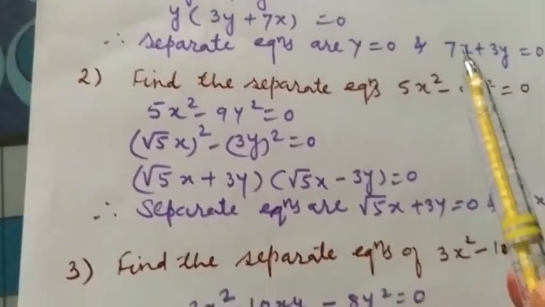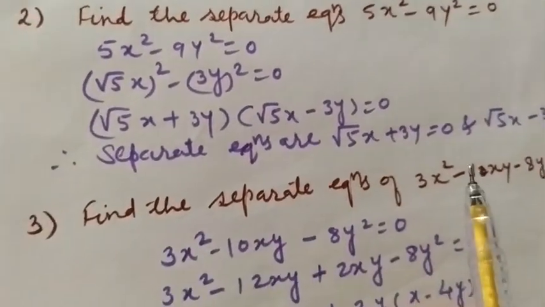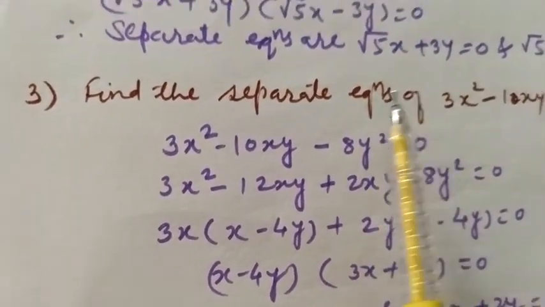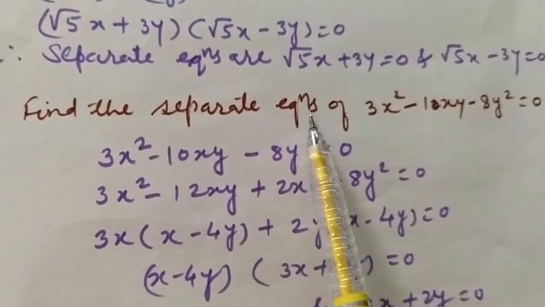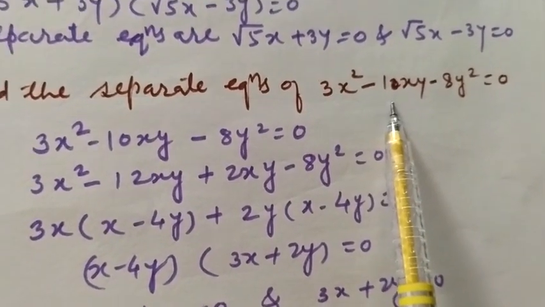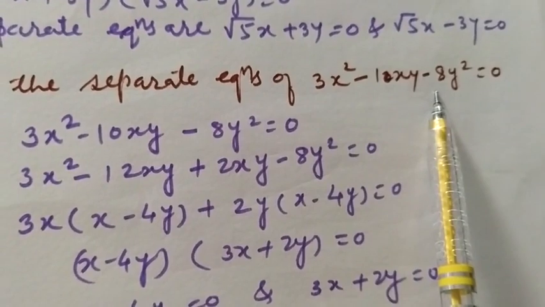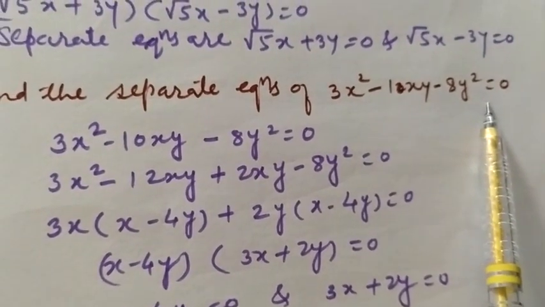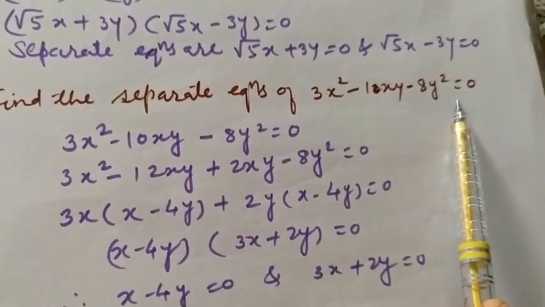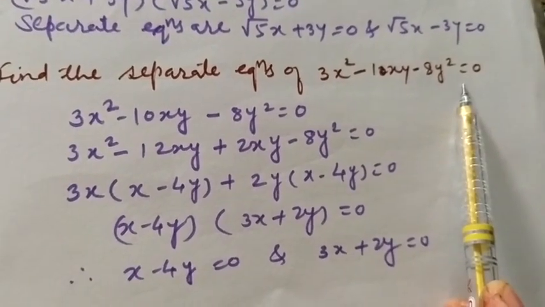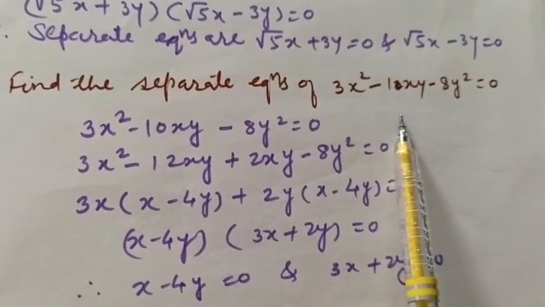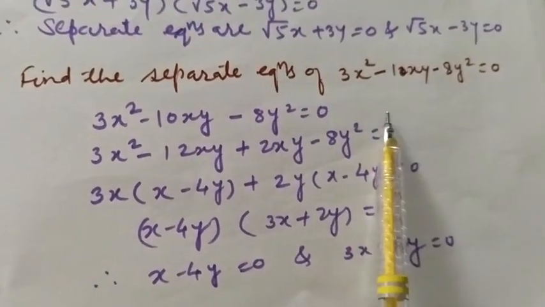So these are the two examples which are similar. One more example we will see of this type. Find the separate equations of 3x² − 10xy − 8y² = 0. If you observe, this equation is in the form of ax² + 2hxy + by², and we now want to find the separate equations.